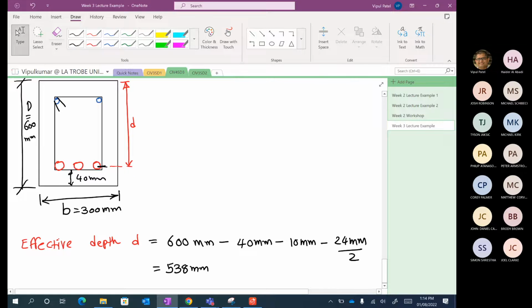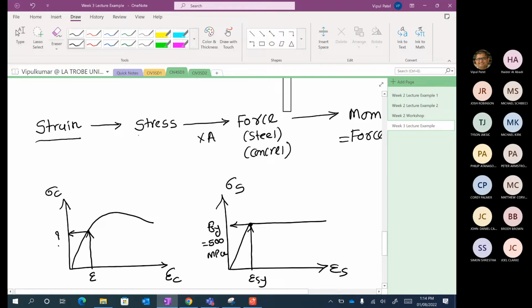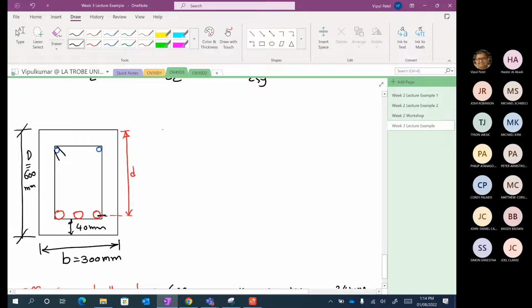Now then, as I mentioned, what philosophy are we going to follow? We're going to get the strain, then we're going to get the stress, then we're going to get the force, and then we're going to get the moment. So let's get the strain first.